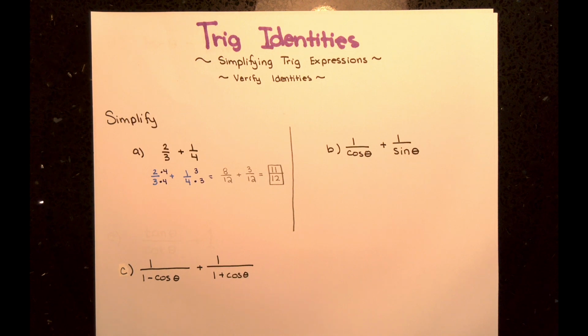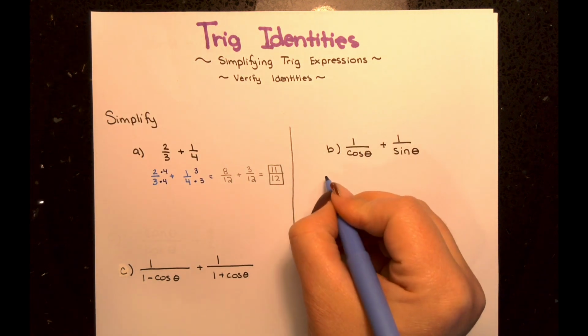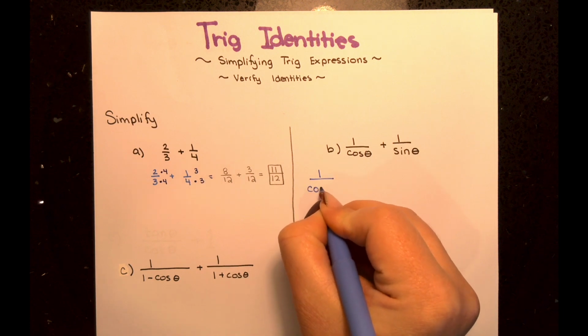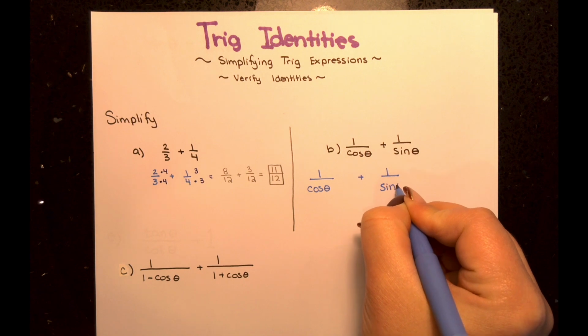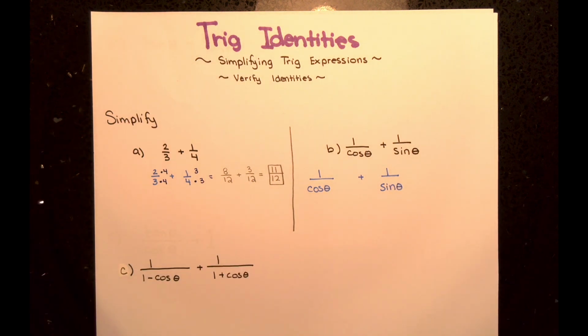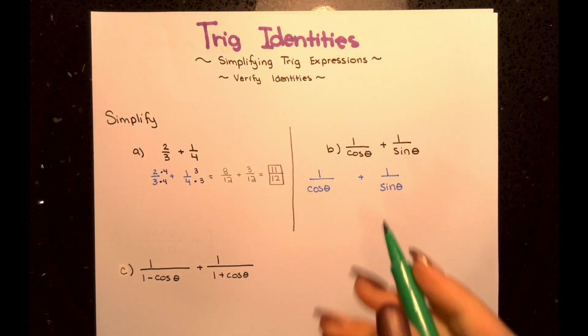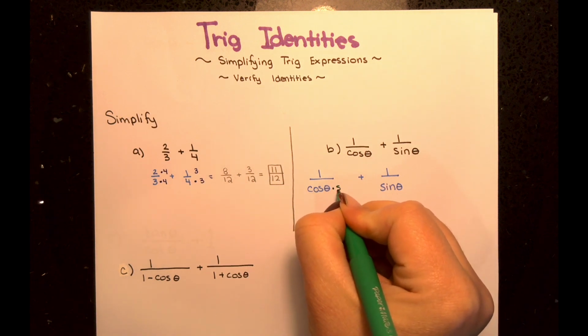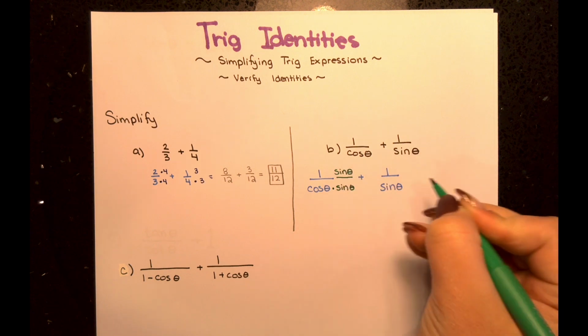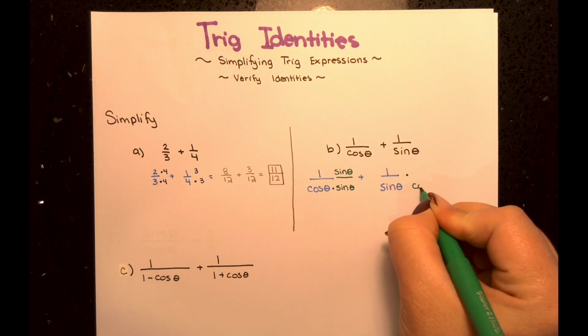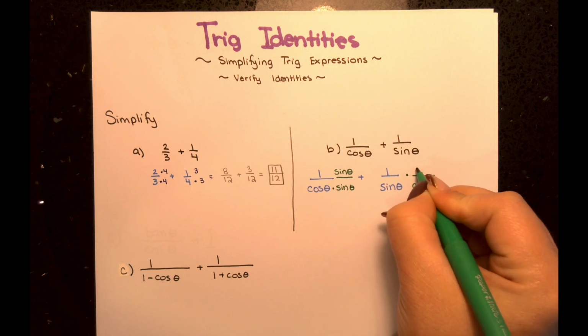So let's say we have 1 over cosine plus 1 over sine. These are two fractions without a common denominator. So what I'm going to do is I'm going to have 1 over cosine plus 1 over sine, and I need to create a common denominator. So I'm going to multiply cosine by sine, top and bottom, and for sine, I'm going to multiply by cosine, top and bottom.